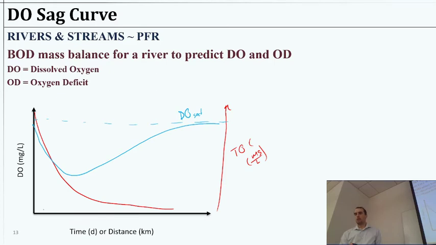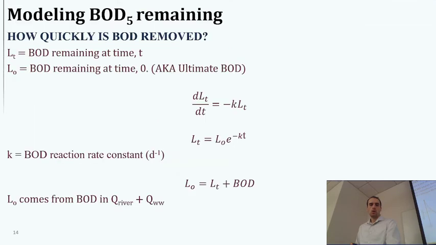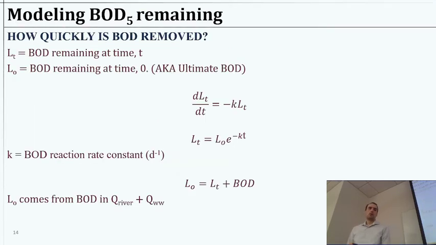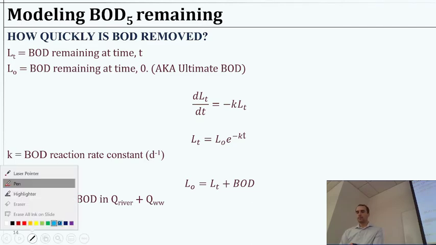Okay, so at some point, our oxygen demand based on the amount of organics decreases, and we can watch that happen. Okay, so the question is then how quickly is the BOD removed, and how can we model that and then ultimately compare that to the amount of oxygen that's being added back?